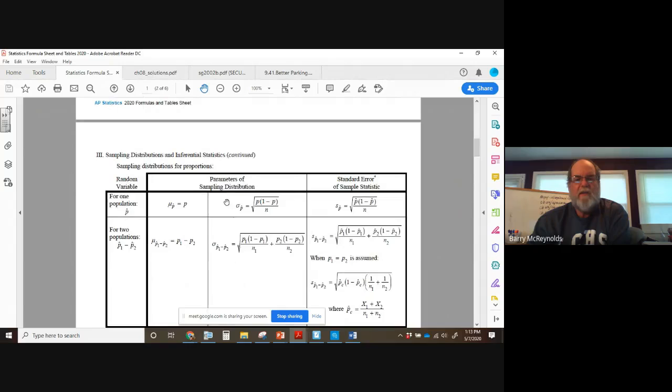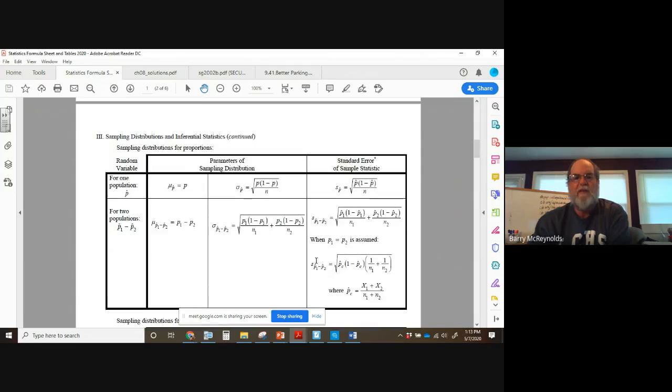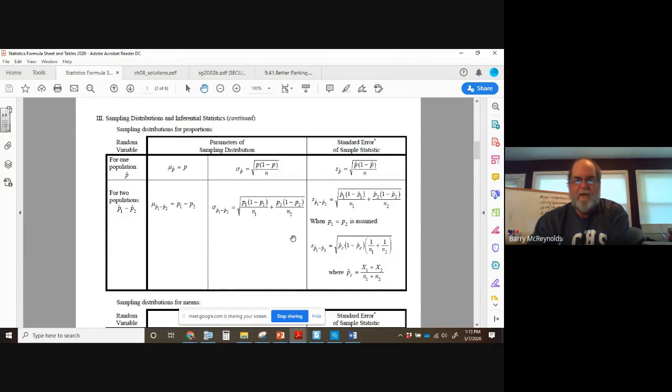And then what you see here are the formulas for inference for a population proportion. These formulas we've talked about. What you see down here looks pretty nasty. And really, all it is is it takes into account comparing two different populations with different p-hats.